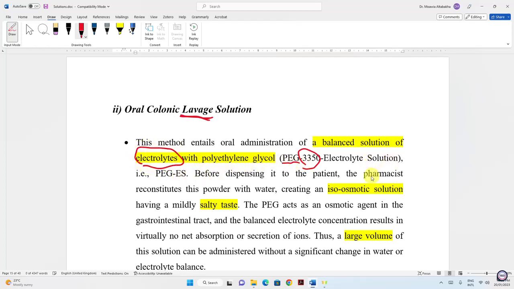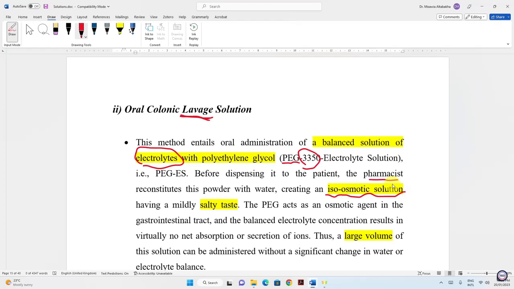So the pharmacist will take it and reconstitute it in a specific volume of water in order to make an isoosmotic solution. The goal, like oral rehydration salt: here you will have an isoosmotic solution.